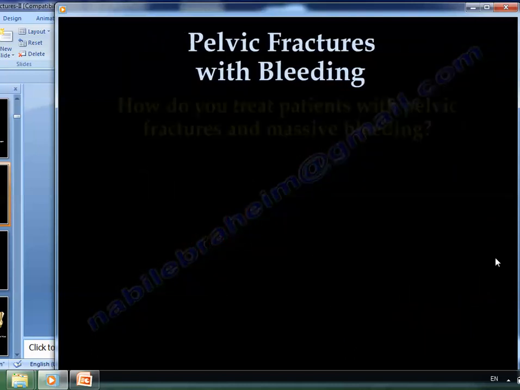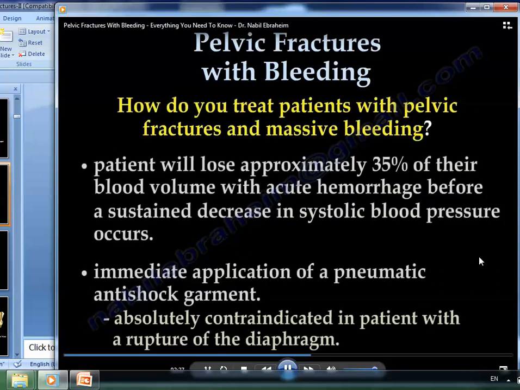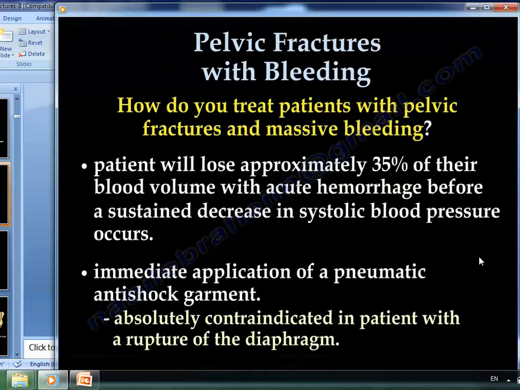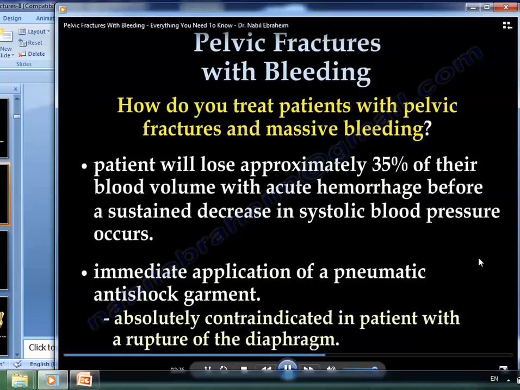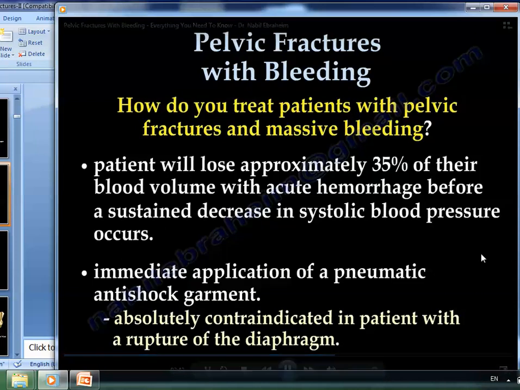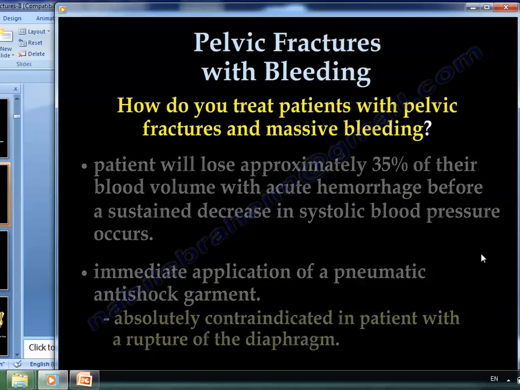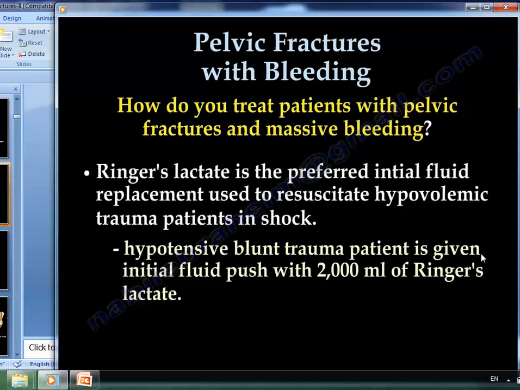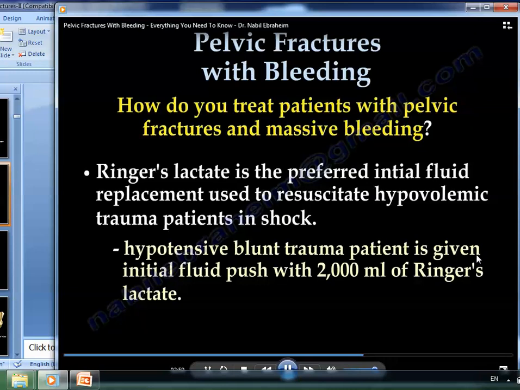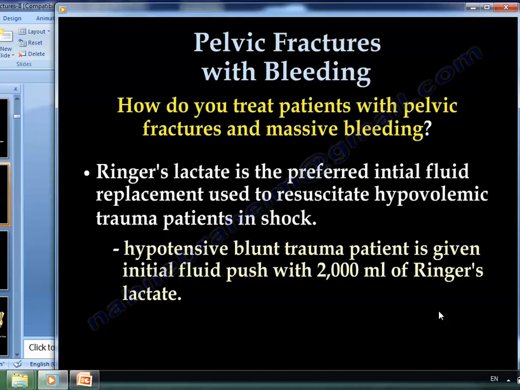How do you treat a patient with pelvic fracture and major bleeding? A decrease in the blood pressure of the patient indicates that the patient lost approximately 35% of their blood volume. Some of the treatment options available for us is immediate application of the anti-shock garment. It's absolutely contraindicated in patients with rupture of the diaphragm. Ringer's lactate is the preferred initial fluid replacement used to resuscitate hypovolemic trauma patients in shock. Hypotensive blunt trauma patients are usually given initial fluid push with 2,000 milliliters of Ringer's lactate.